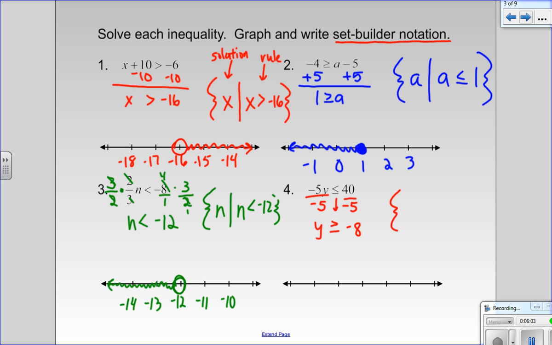So my solution in set builder notation is y is my solution as long as y is greater than or equal to negative 8. And let's graph that last one. Put negative 8 in the middle. And then we go two values smaller and then two values greater. And now we do a closed circle since it's greater than or equal to. And then we shade all the values greater than negative 8, which would be all the values to the right.